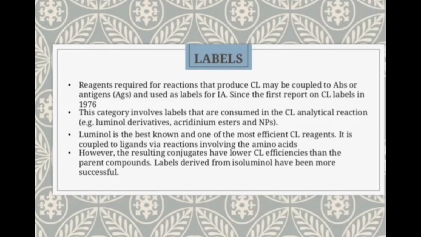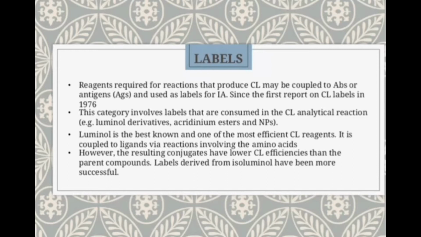Okay, let's talk about labels. There are 4 points that I have for labeled chemiluminescence immunoassay. Reagents required for reactions that produce CL may be coupled to antibodies or antigen and used as a label for IA. Since the first report on CL labels in 1917, this category involves labels that are consumed in the CL analytical reaction, for example, luminol derivatives, acridinium esters, and NPS.